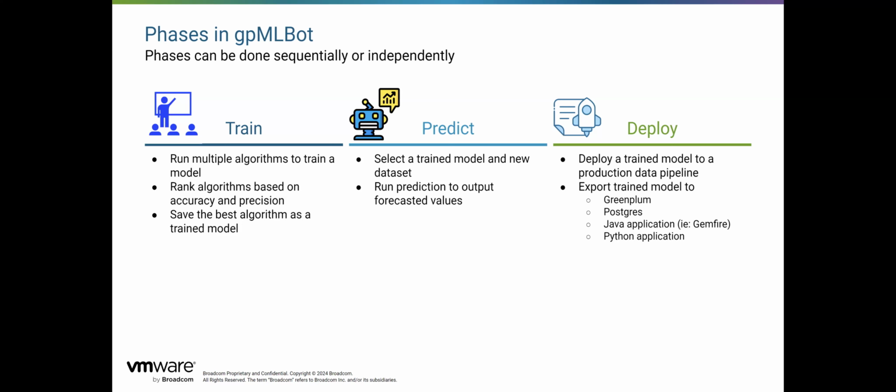The first version is coming in the next couple of weeks, I think sometime in July or early August. That's our aim for the first version of the CLI, GPML bot, which will enable you to train, predict, and deploy in Greenplum or Postgres. And in a future version, we'll have hyperparameterization as parameter setting, as well as Java-based application or Python application deployment.